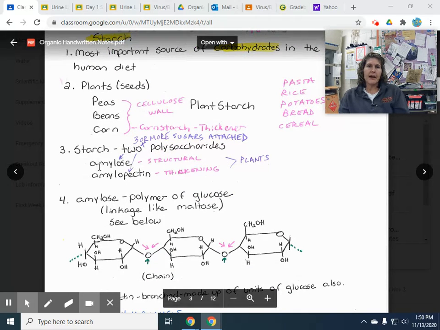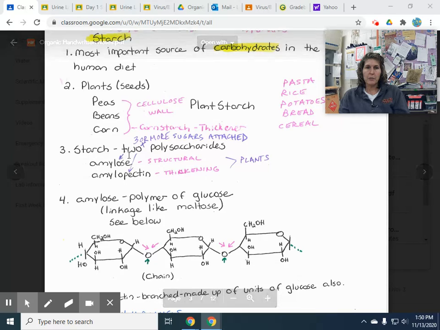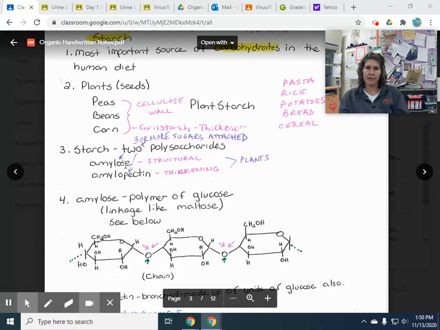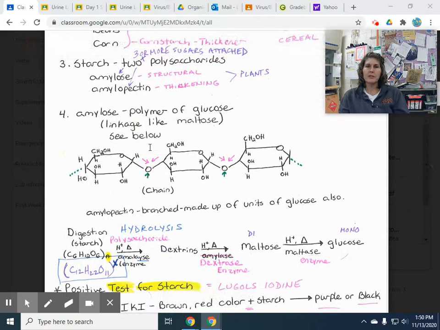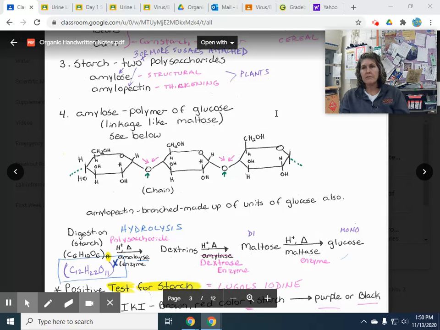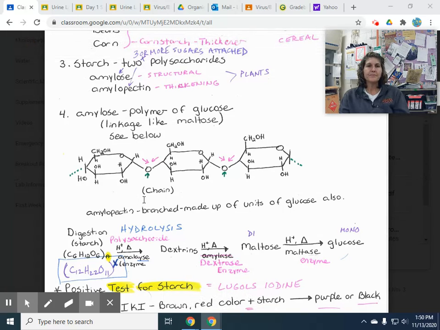Some other starches that we have are amylose and amylopectin. Amylose is more of a structural polysaccharide. Amylopectin is more like a thickening agent that we find within plants. Here's my amylose. It's just a whole bunch of polymers of glucose. Glucose plus glucose plus glucose. We bonded them all together by taking out some water, dehydration synthesis.